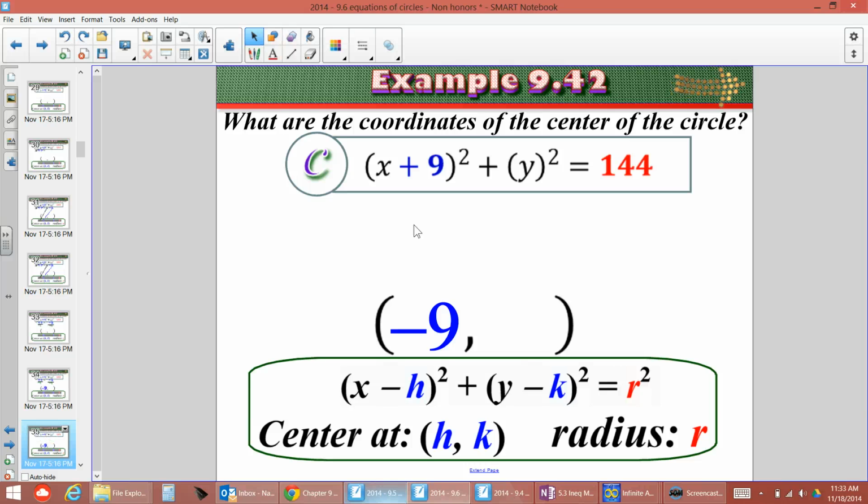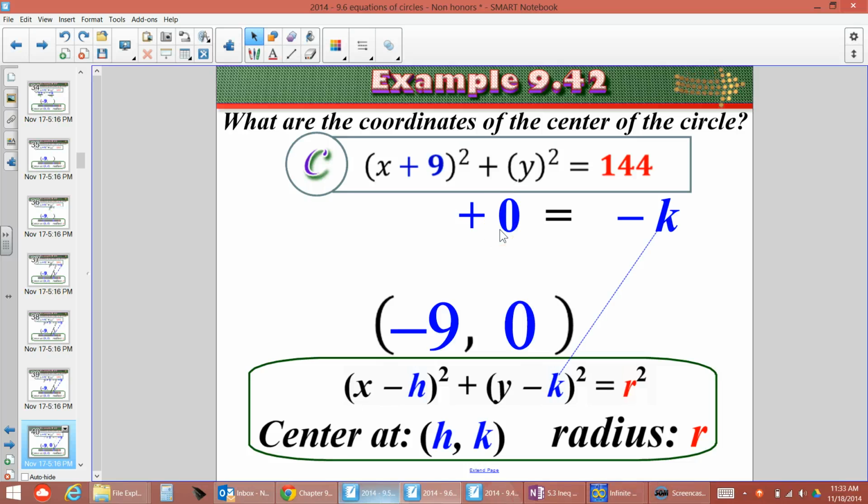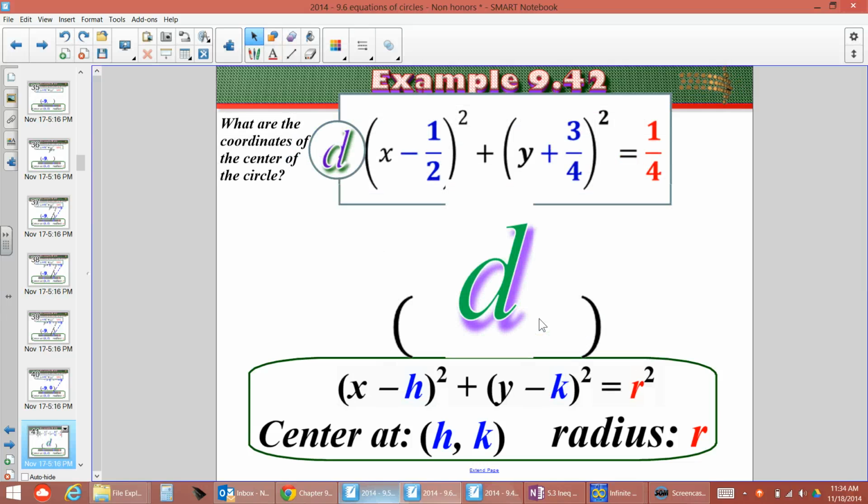The y portion, notice how there's nothing there. It's just a y squared. Well, it should have looked like y minus k. So it's actually looking like y plus or minus 0. So if there's nothing there, it's just a 0. My coordinate should be 0. Sorry, a little lag, time to catch up. So my center would be, change the positive to a negative. If there's nothing there, it's 0. Negative 9, 0.